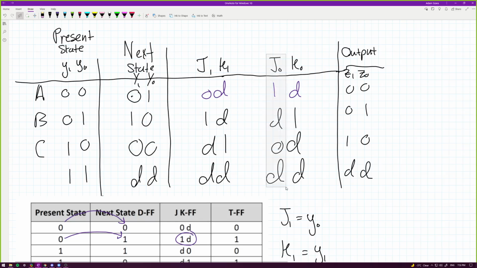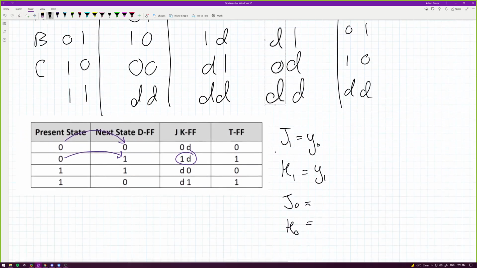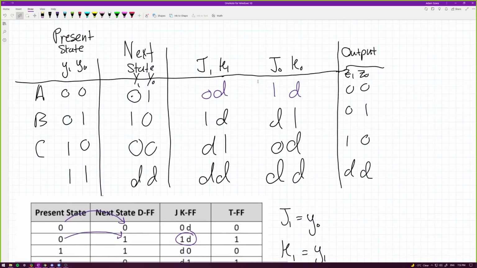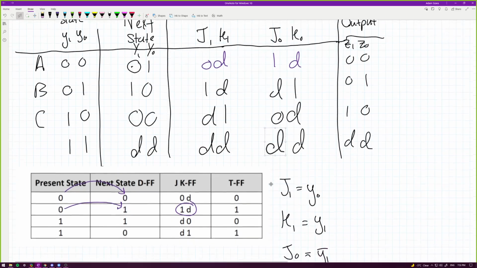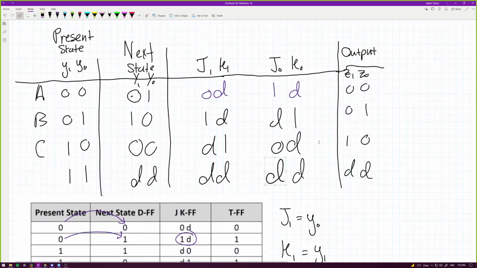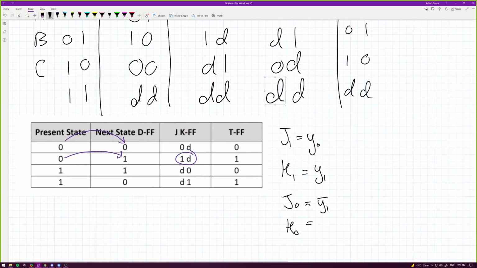J0 is going to be almost equal to Y1, but it's just inverted. So it's just equal to not Y1, right? Because Y1 is 0, 1, and this is 1, 0. You don't care if these match or not, so it's going to be the inverse of that. And then K0 is, once again, I can just use Y0 for that.